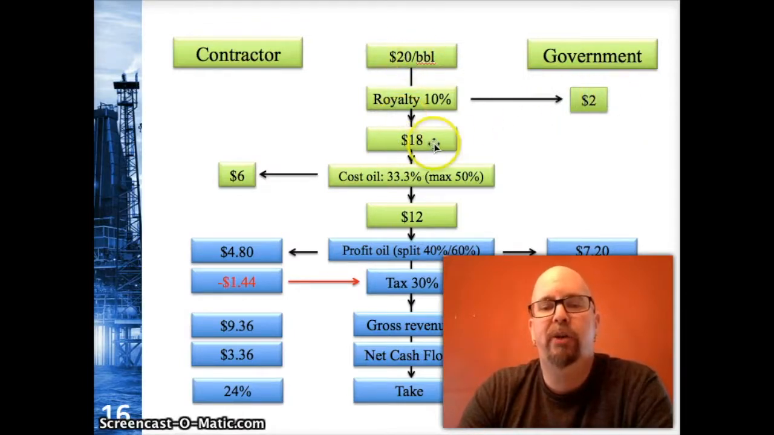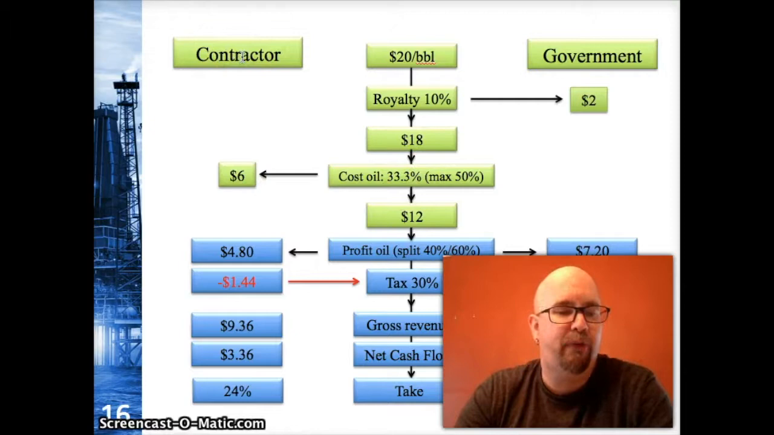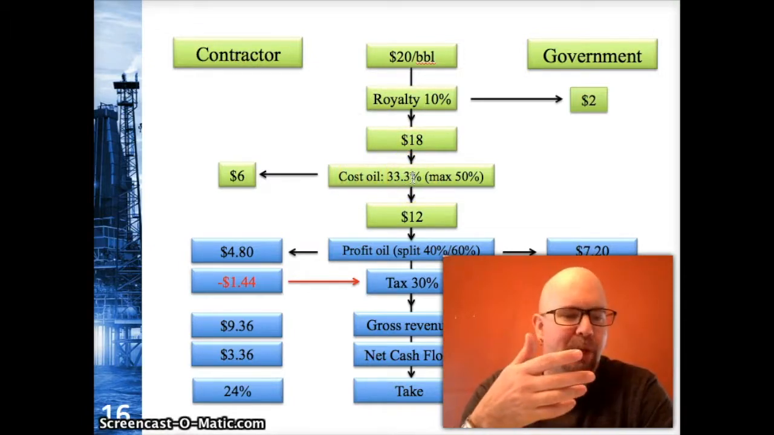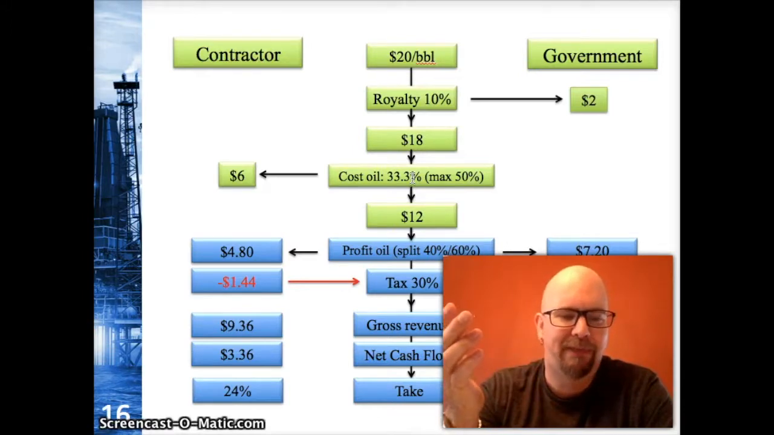So out of your $20, you are left with $18. Remember I told you that the contractor itself bears all the cost for the exploration. So what happens is, at this stage here, that $18, there's a thing called cost oil. The percentage itself can fluctuate. It very rarely ever exceeds 50%.